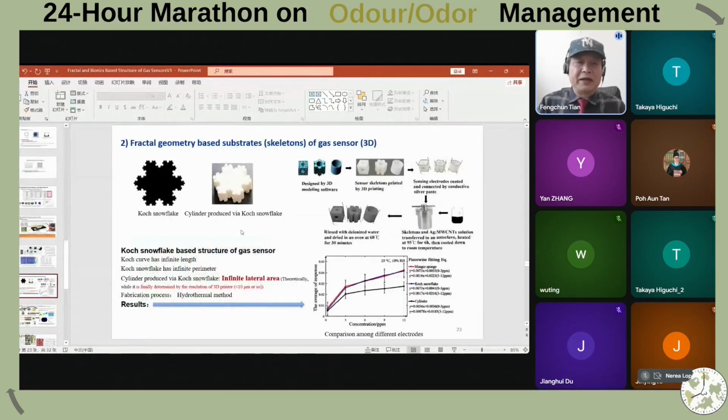And this is another fractal geometry-based substrate of gas sensor we proposed. And we use the cohesive flake as the bottom of the cube. And with this kind of fiber sensors, we found its magnitude is much higher than the traditional interdigital one.